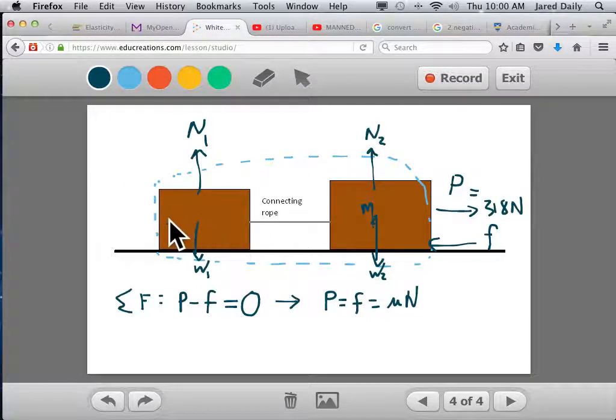And since it's on a horizontal plane, what do we know about the normal forces? They're equal in magnitude to the weight, right? So if you add the weight and the normal force, it equals 0. When you solve that, you find that they're equal. So this ends up being mu times the weights of these things: mass 1 times gravity plus mass 2 times gravity.